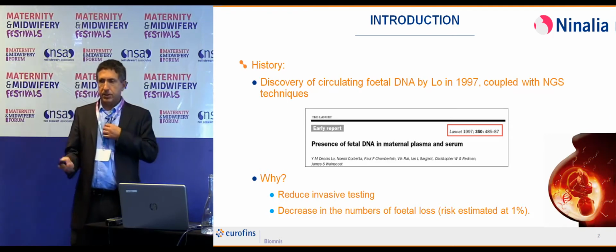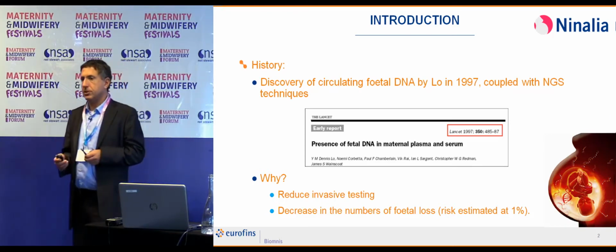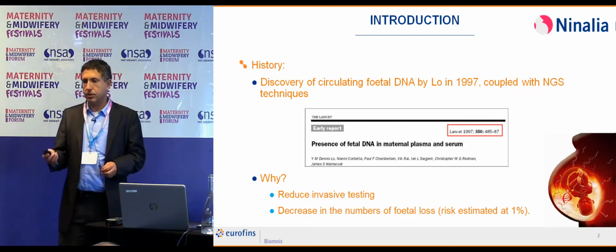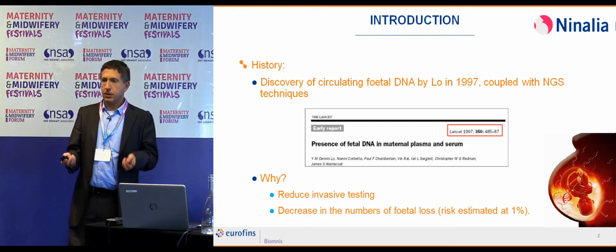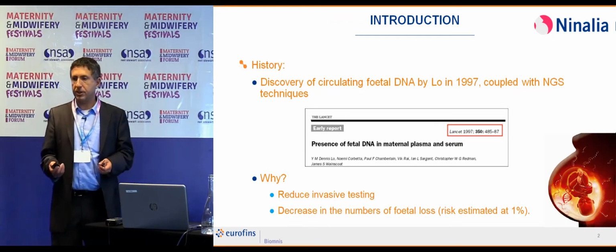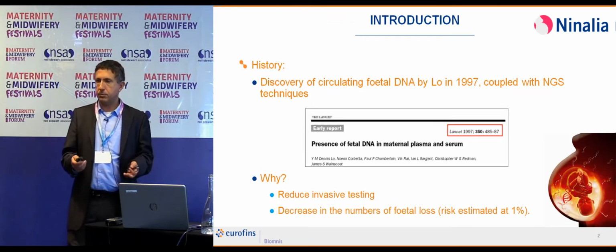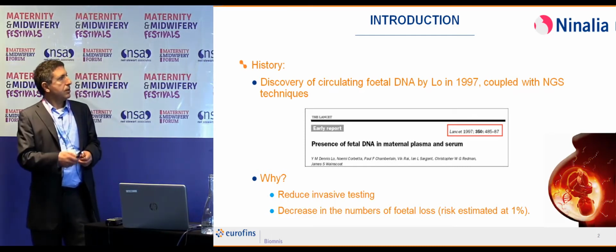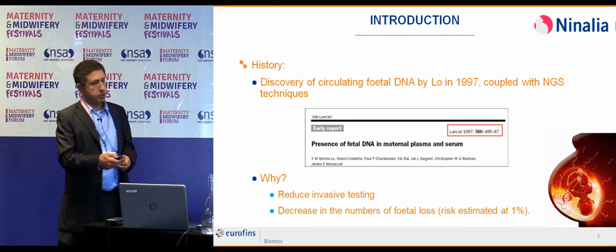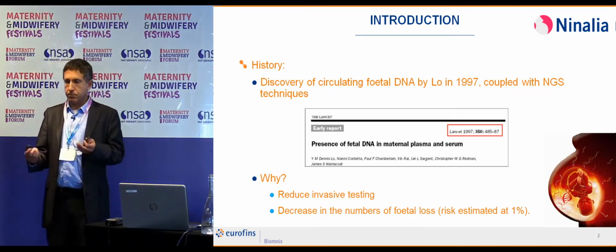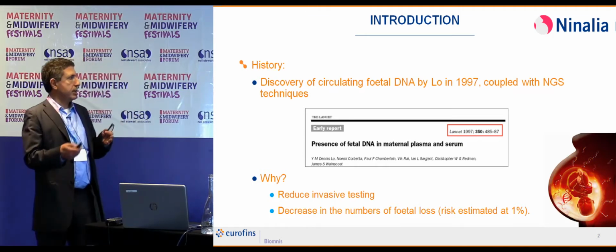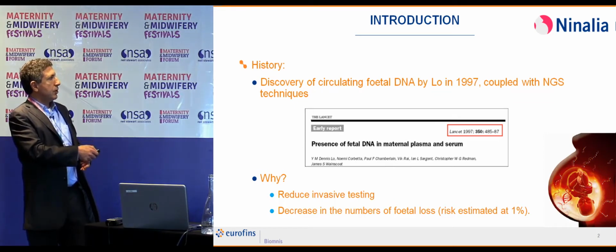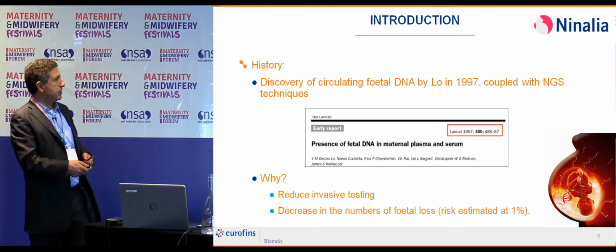So the idea of NIPT started in the late 90s, because in 1997 in Hong Kong, Dennis Lo and his team discovered the presence of fetal free DNA in the maternal blood during pregnancy. And in the early 2000s, NGS, next-generation sequencing, appeared in molecular biology laboratories. NGS applied to circulating fetal DNA could lead to NIPT.